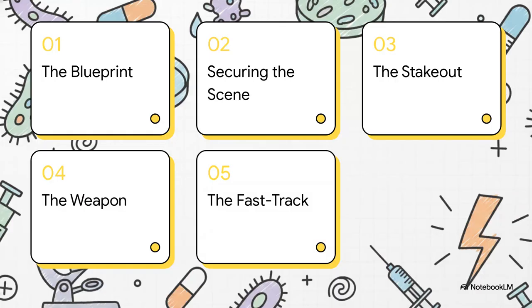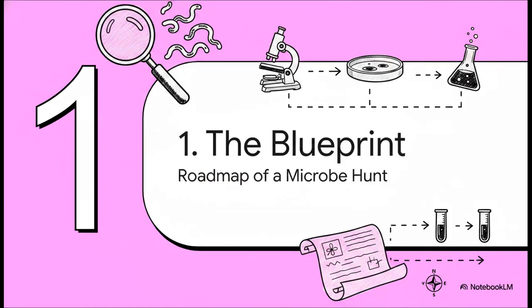To break this down, we're treating the clinical microbiology lab like a crime scene investigation. We'll be moving through these 5 critical phases, starting with the blueprint, then securing the scene, moving to the stakeout, finding the weapon, and wrapping up with the fast track. All right, starting with part 1, the blueprint.